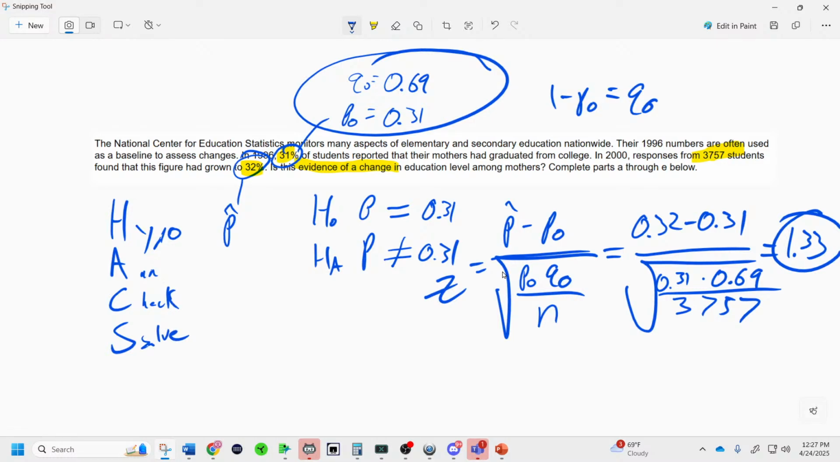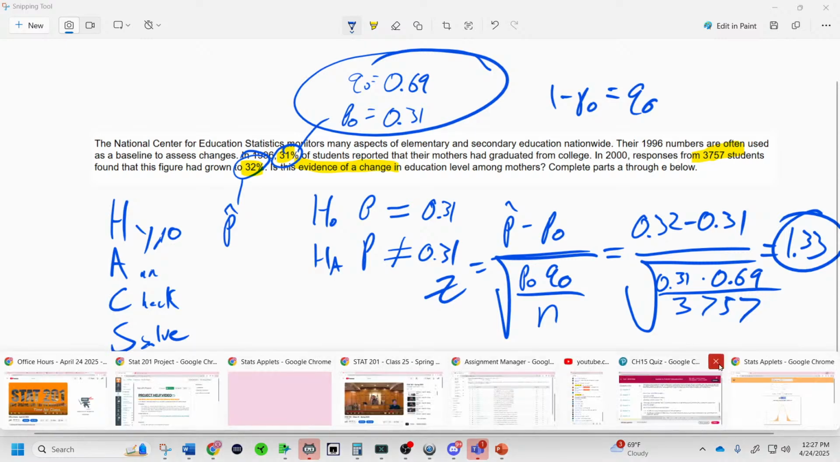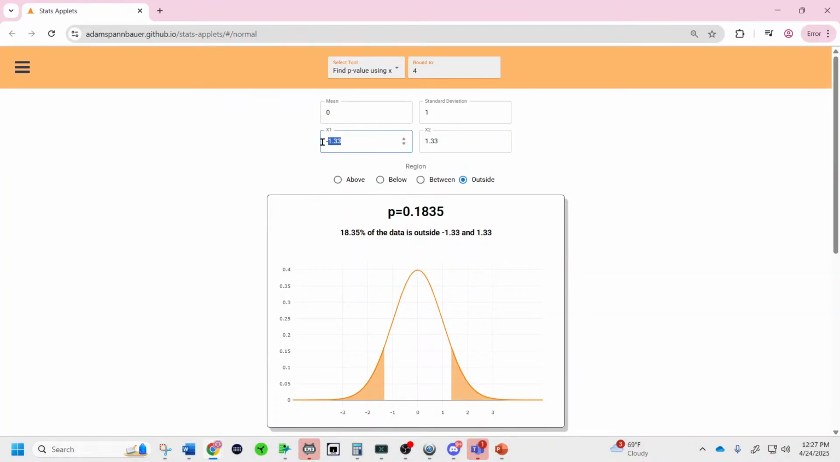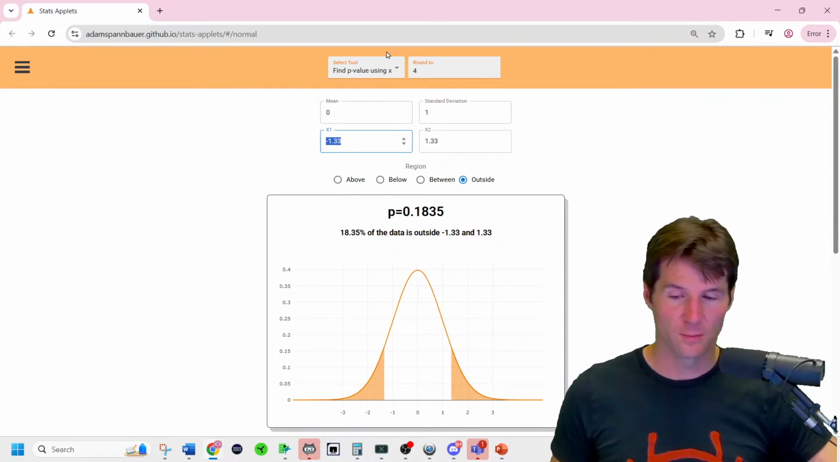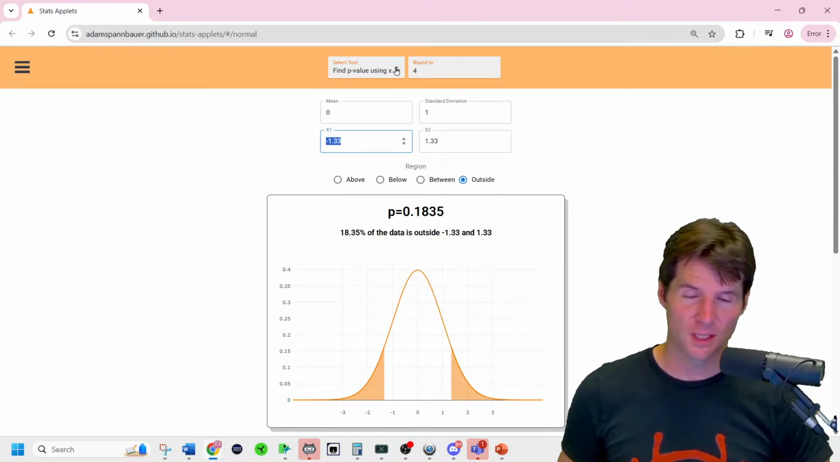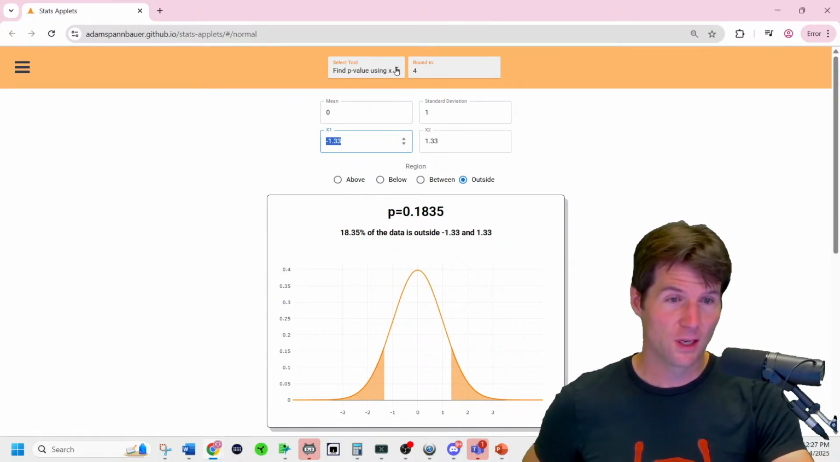How do you find the p-value? You take the z-score and bring it over to the applet. And on the applet, since we're doing the does not equals test, you enter the outside area and find the p-value. Make sure you're using the T for the T and the Z for the Z. Good questions, Dylan. And we got another one.